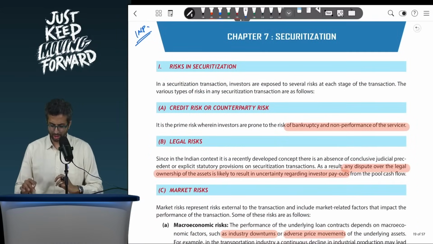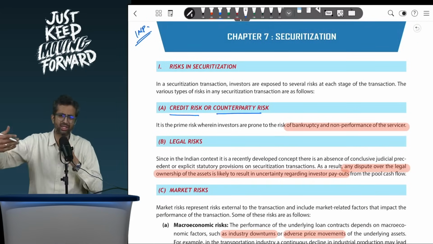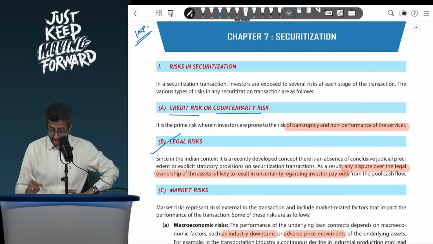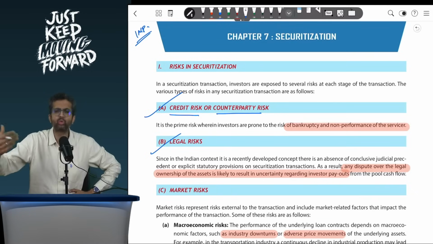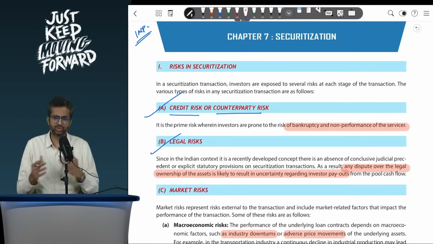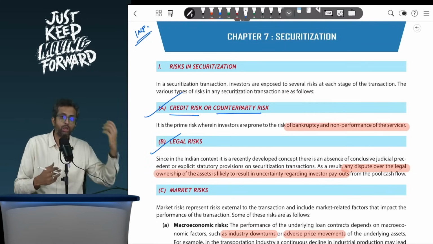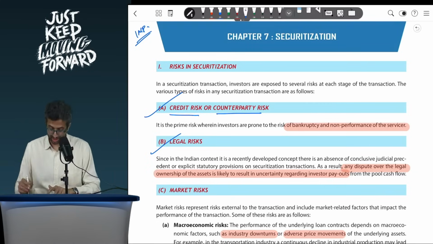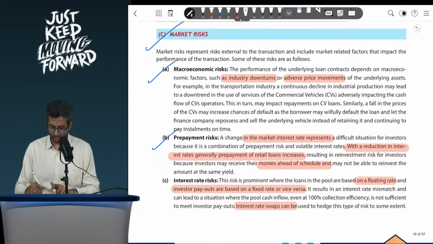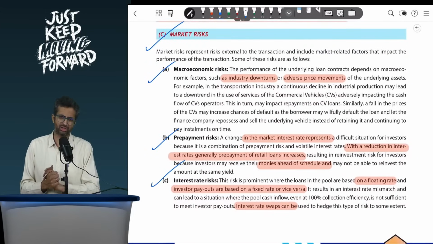So the risks in securitization: there is a credit risk or a counterparty risk where the parties don't really pay money, default risk. Legal risk, because in a country like ours where securitization is relatively new, the SARFAESI Act is there, but there's not enough legal precedence, and hence who is the legal owner, etc. There can be a lot of conflicts. Market risk, there are three market risks. One is macroeconomic risk, one is prepayment risk, and third is interest rate risk.